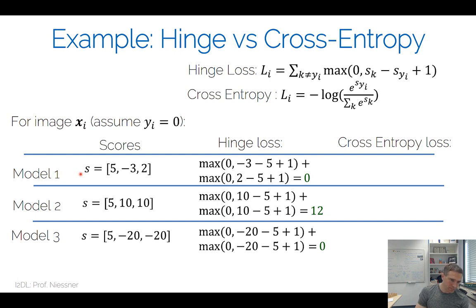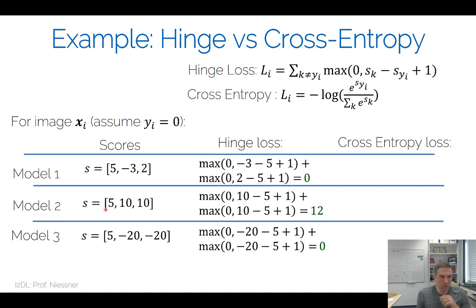Okay, so the hinge loss, if you're computing it, we just compute the differences between the scores in model 1, so it's minus 3 minus 5 plus 1, which is 0, right? Because that's the highest class and there's a difference that is larger than 1 to all of the other ones. And then here, yeah, it's 2 minus 5 plus 1, which is also 0 because this is negative. So this loss here is 0.